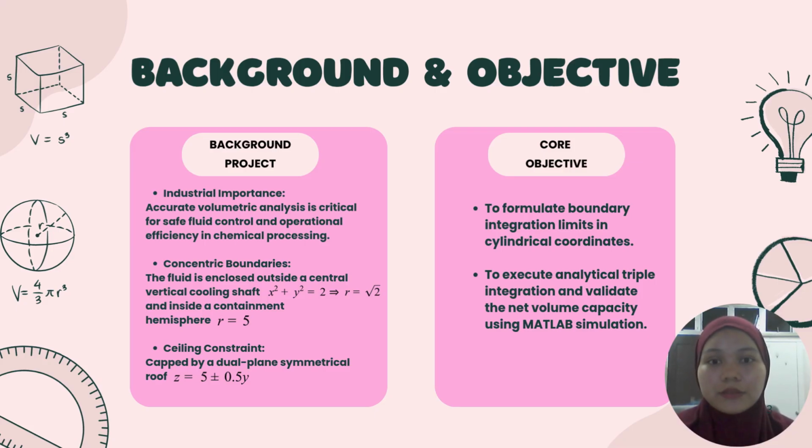A vertical cylindrical cooling shaft with a radius of square root 2 units runs right through the center to control internal heat. Because this core tube is entirely sealed, it acts as a dead zone that cannot store any processed fluid. Capping the structure is a unique double slope roof that trims the top volume. Therefore, our exact task is to calculate the precise space trapped between these geometric intersections.